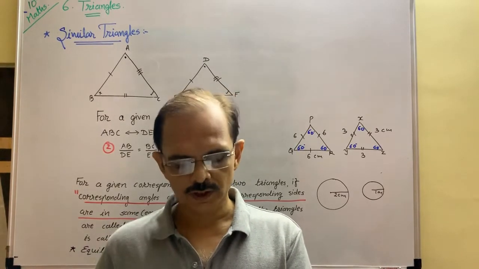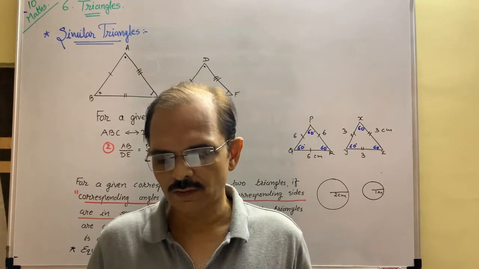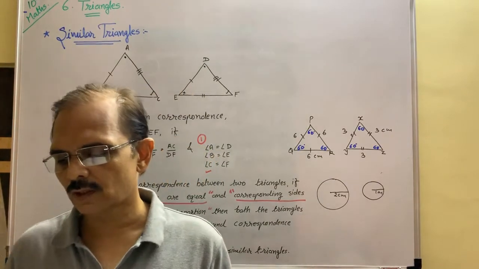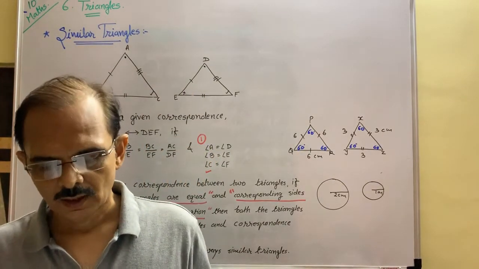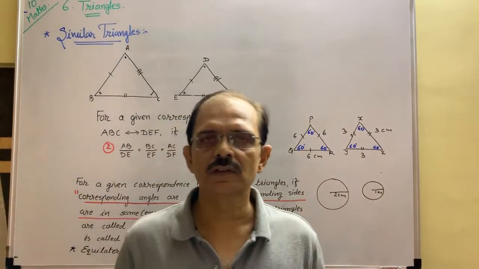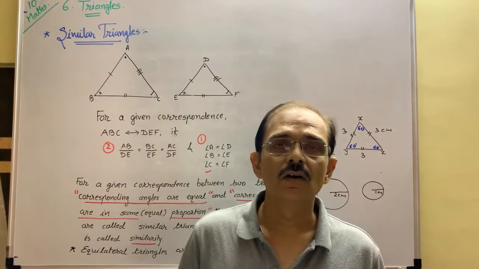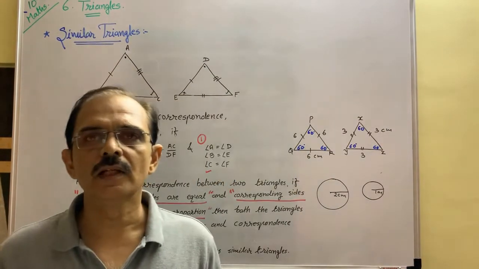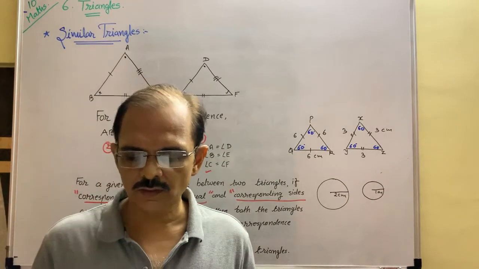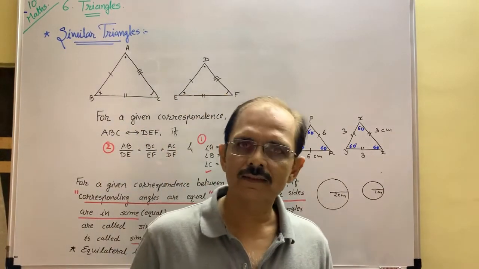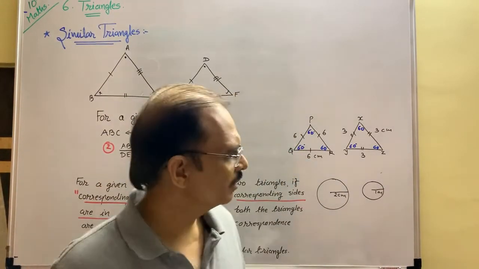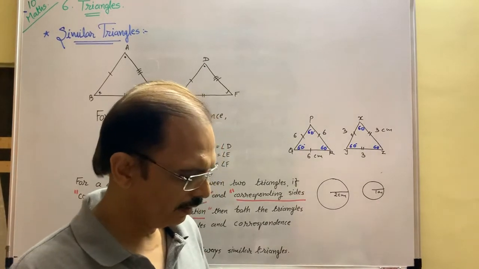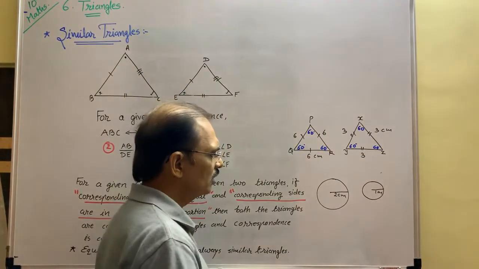Orally you can do it. First question, fill in the blanks using the correct word given in brackets. All circles are dash. First blank: all circles are similar. Second, all squares are dash. Squares means four sides are always equal. I can say like this, four sides, all squares.